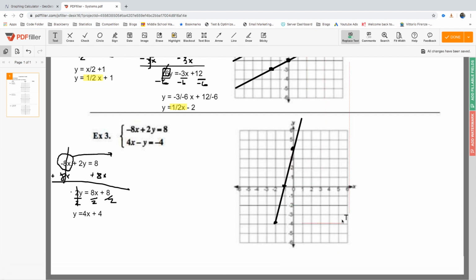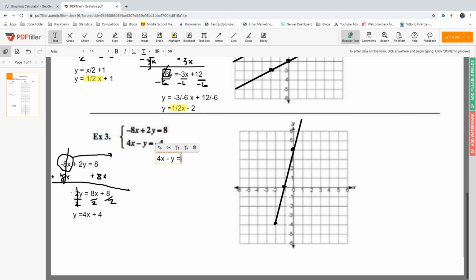All right, great. Now I'm going to do the same thing. I'm going to rewrite the next equation, which is 4x minus y equals, is that a negative 4? Let's see. Yes, that's a negative 4. Equals negative 4.